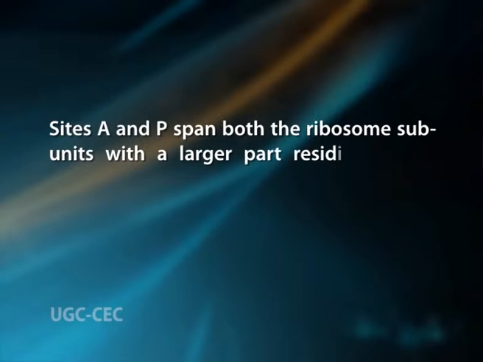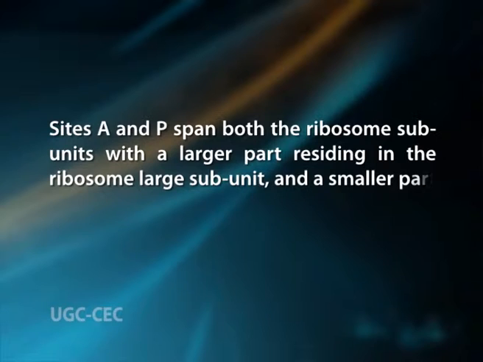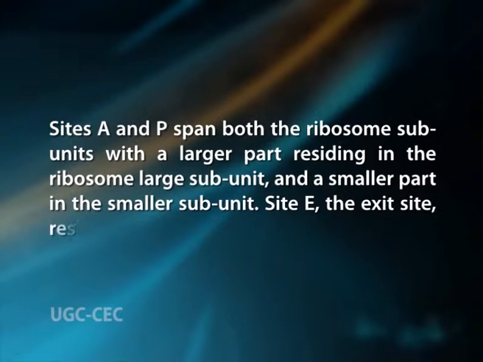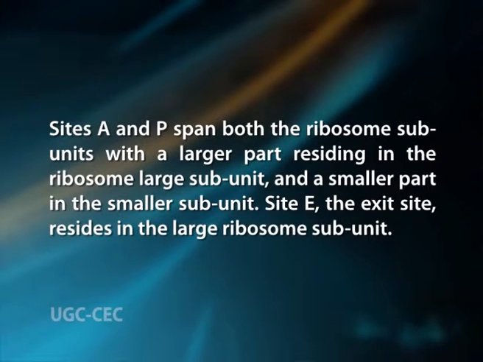Sites A and P span both the ribosome subunits, with a larger part residing in the ribosome large subunit and a smaller part in the smaller subunit. Site E, the exit site, resides in the large ribosome subunit.